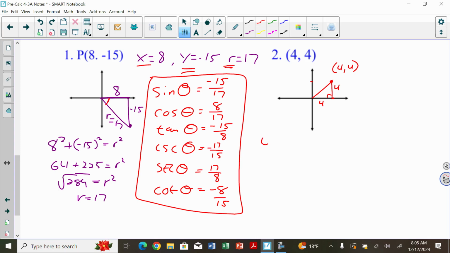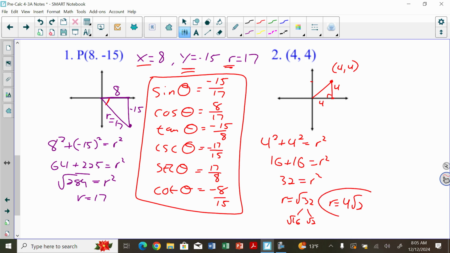So I can do that with 4 squared plus 4 squared equals r squared. So you're looking at 16 plus 16, so 32 equals r squared. So r equals the square root of 32. But remember, I can break that down into the square root of 16 times the square root of 2, and the square root of 16 is 4. So r is actually equal to 4 times the square root of 2. So we want to make sure we know that stuff.